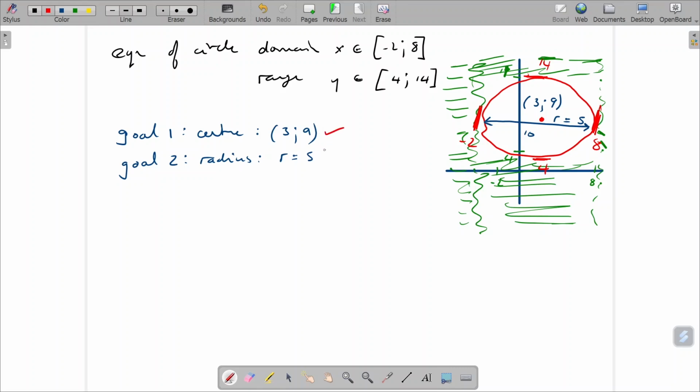So now all we need to do is plug into our formula. And as I said, I would do this almost immediately without doing any major substitutions. So x minus 3 squared plus y minus 9 squared equals 25.